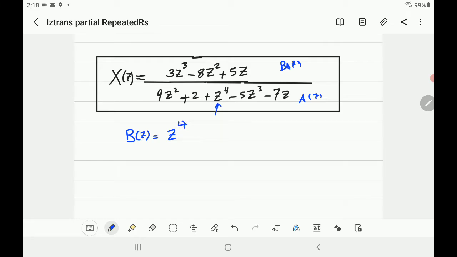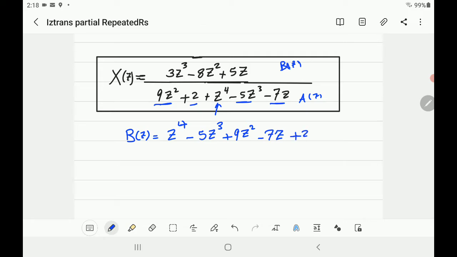Then we look for the z cubed, that's 1, minus 5 z cubed, then 9 z squared, then minus 7 z, and the last element plus 2. So that's the first step.